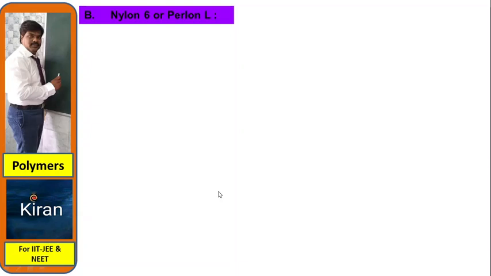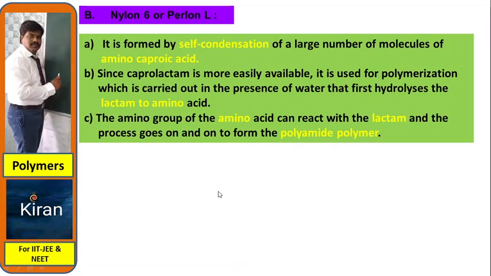Next one, nylon 6, simple nylon 6 or Perlon L. It is formed by self condensation of a large number of molecules of amino caproic acid. The monomer is caprolactam. Caprolactam means what? Amide, polyamide. It is formed by self condensation of a large number of molecules of amino caproic acid.